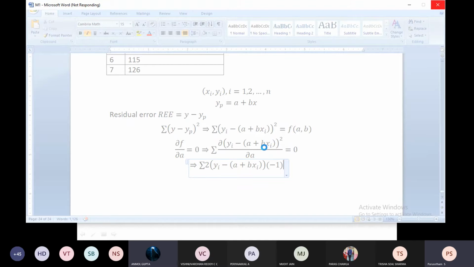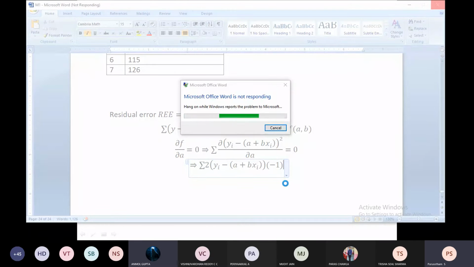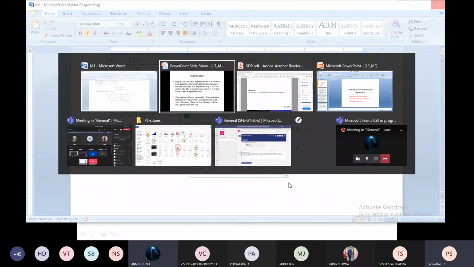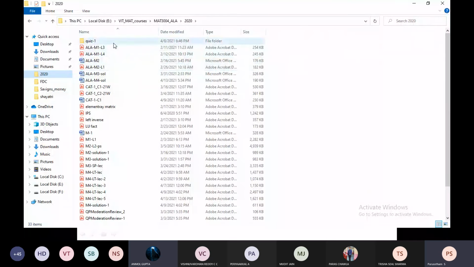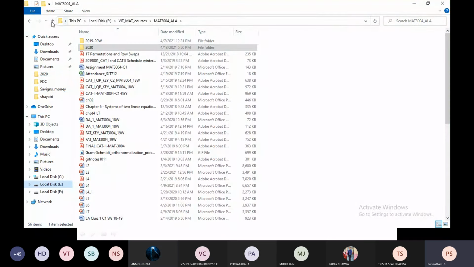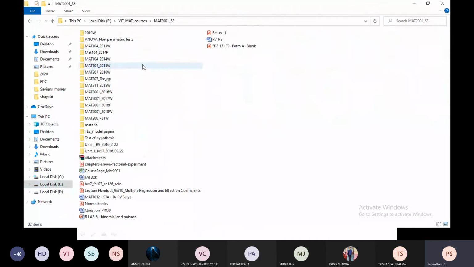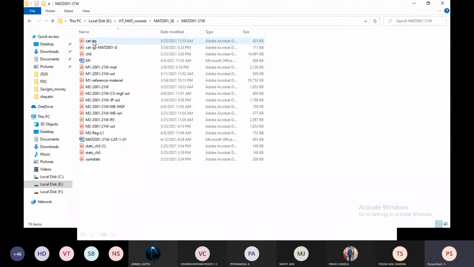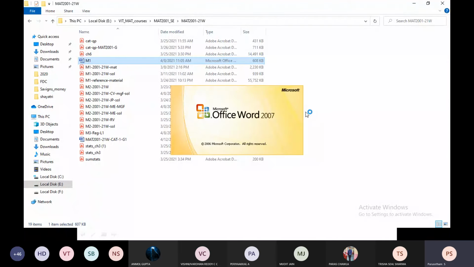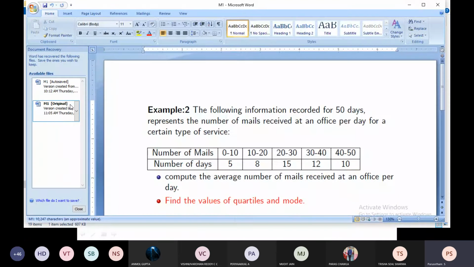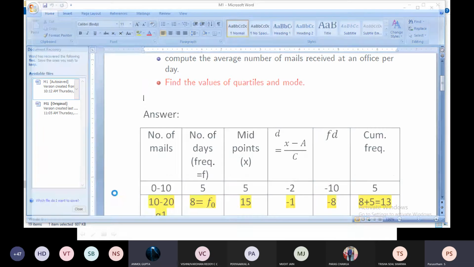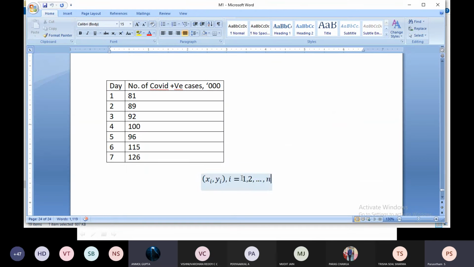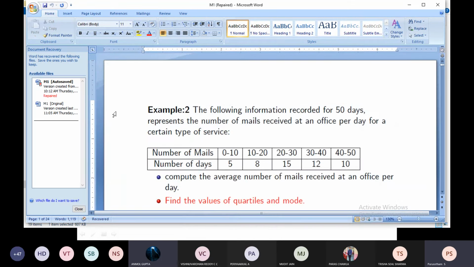Forced to end this. This is not saved much.